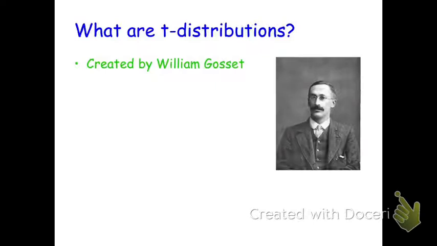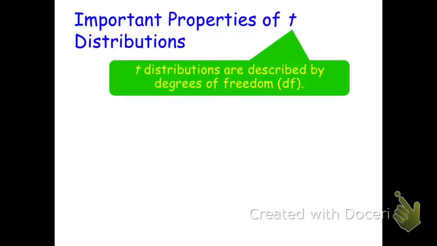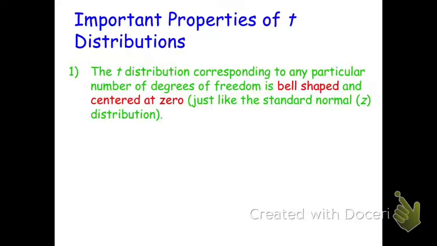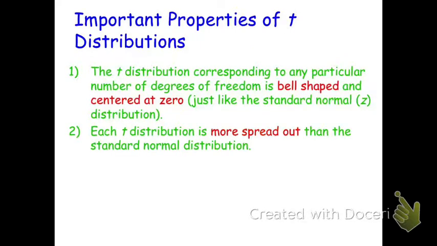And so we're going to look at the difference between a Z curve and a T distribution. Knowing the difference between the two comes up a lot on multiple choice questions. So some properties of T distributions. They are described by degrees of freedom, which is n minus 1. They are centered at 0, just like a normal curve, but they are more spread out on the tails.